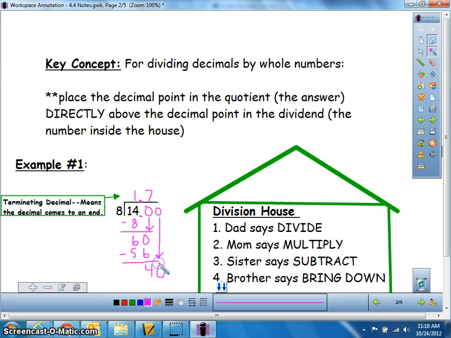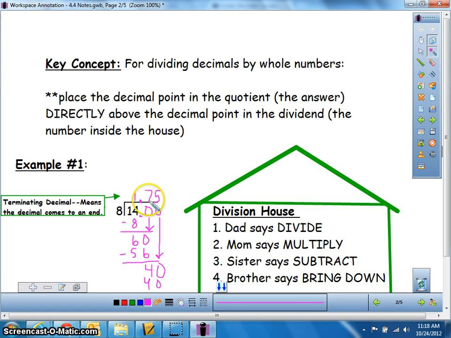How many times, start all the way up at the top, how many times can 8 divide into 40? Well, this is a good one. I know that 5 times 8 is exactly 40. So when I multiply it out and subtract, 40 minus 40 is 0. When you get 0 as your answer and there's nothing more to bring down, then you're done.